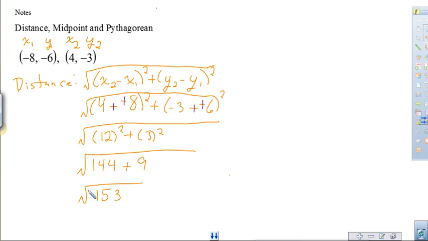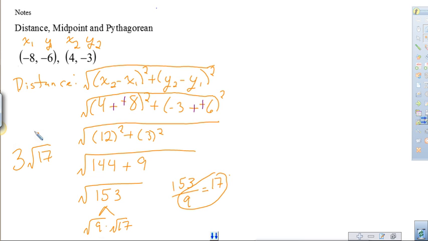153. You do need to simplify this if possible. 153, 1 plus 5 is 6. 6 plus 3 is 9, so I know that this is divisible by 9, and it gives me 17. 17 is prime, so there is no other number to go into it. So we can do 9 times 17. Square root of 9 is 3. Can't do anything with 17. Boom, there's your answer. Okay? I know. It's kind of a whole thing.